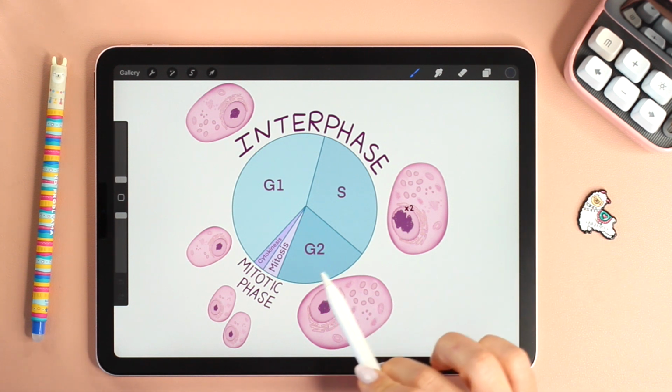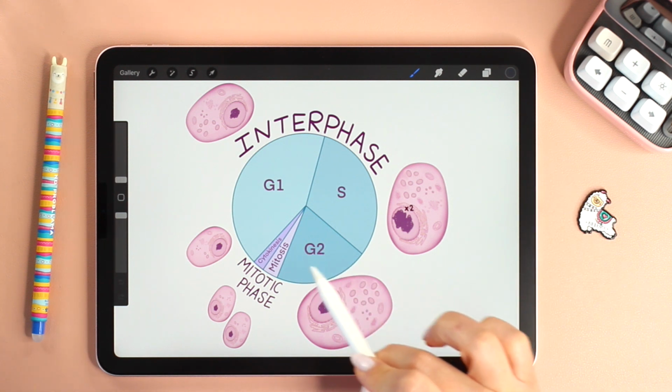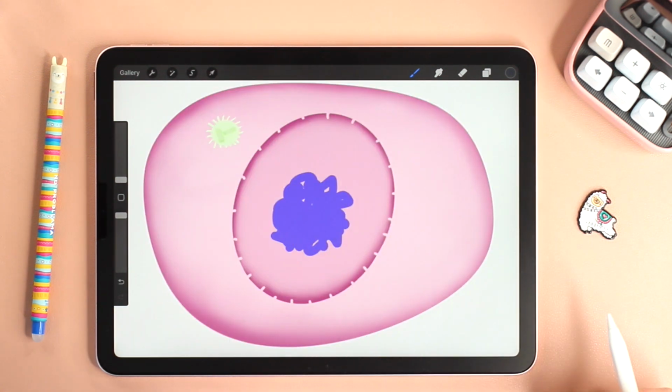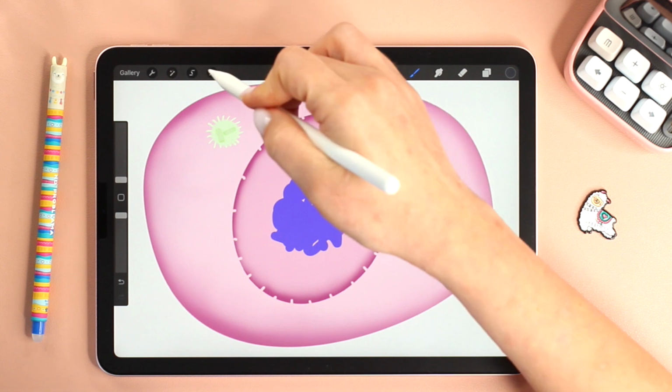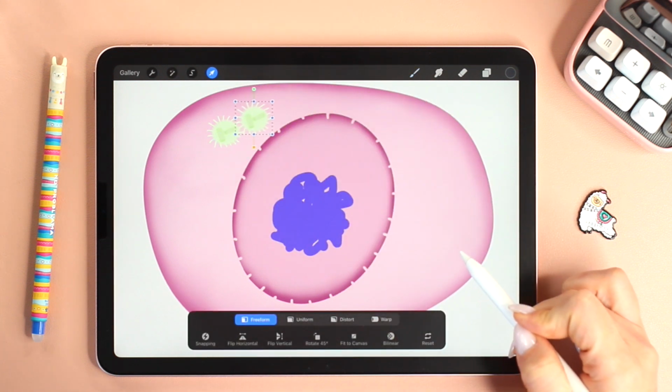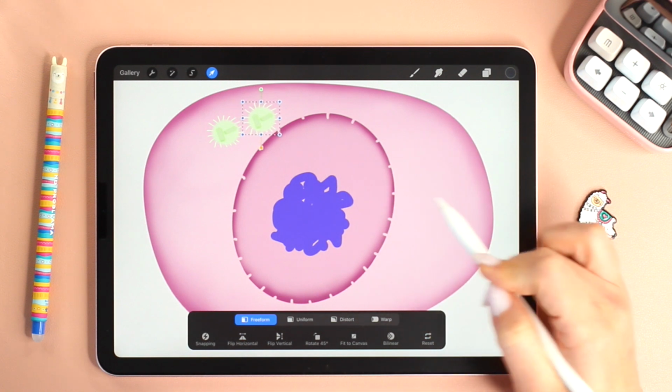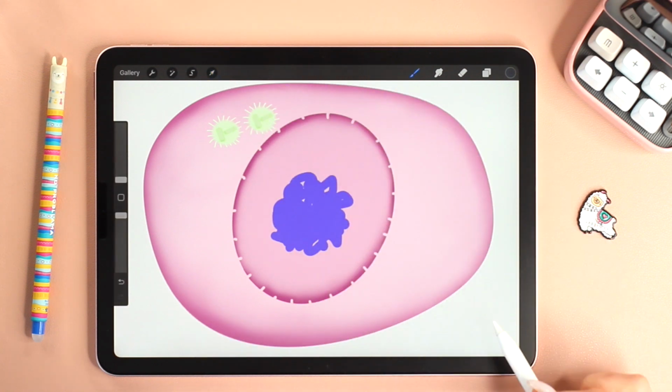Now, although the cell is not dividing yet in G2, towards the end of G2, the cell starts getting ready for cell division. For example, towards the end of G2, the centrosomes duplicate. They don't migrate just yet, they stay near the nucleus, but now we have two centrosomes.